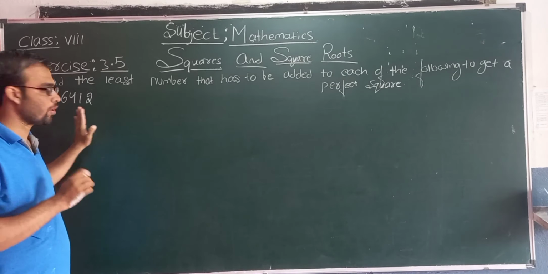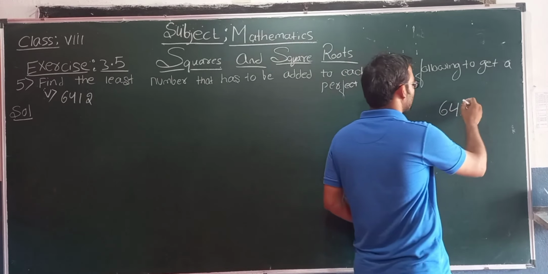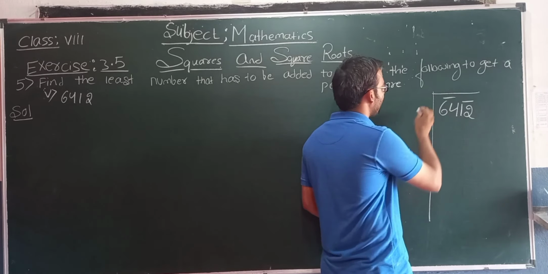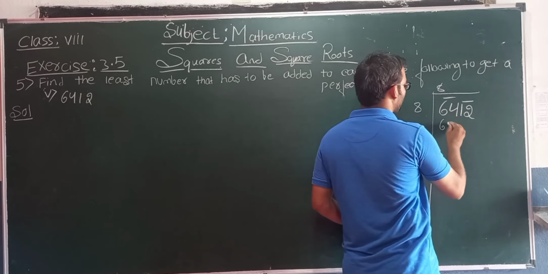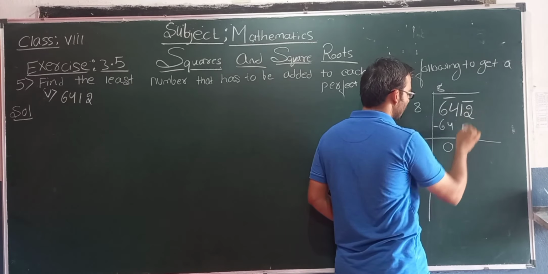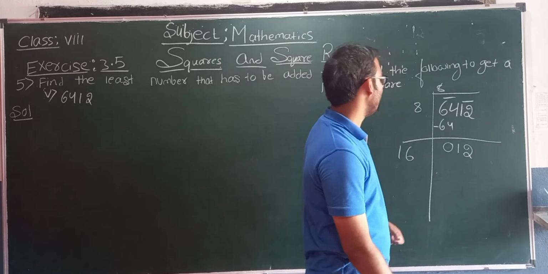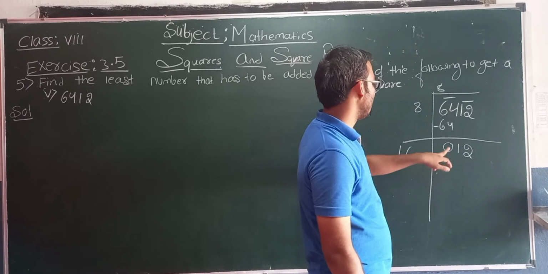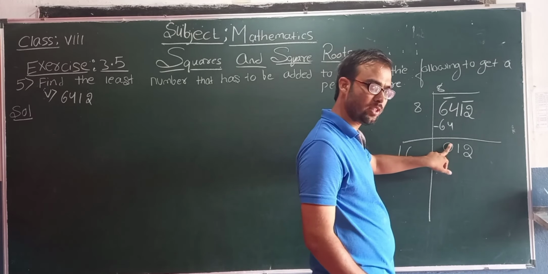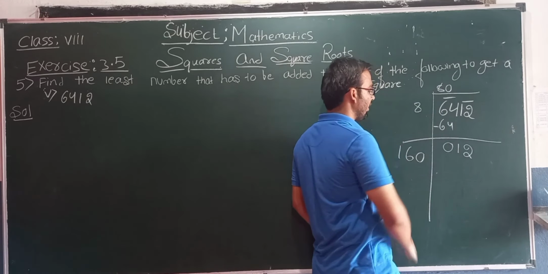6412. Now we'll solve this using the division method. Now we have written the number, pair the numbers. First we need to consider this part. 8 8s are 64. So 64 minus 64 is what? 0. Bring down these numbers. Next, double the quotient. As I had told, if we have got 0 in the first case, then we need to write 0 here and here.